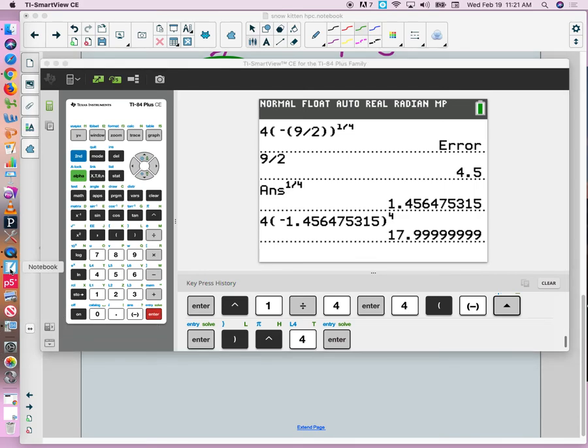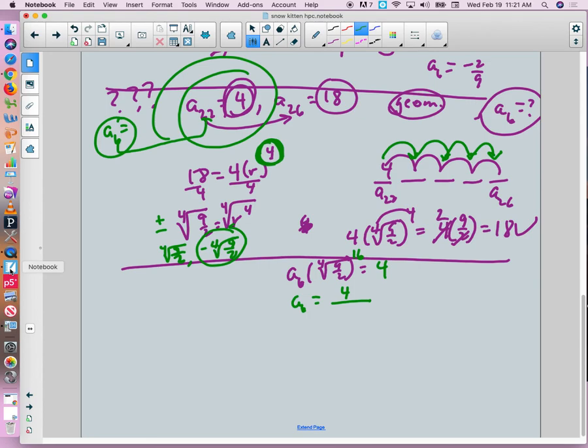Point being, in an honors class, I don't really mind having messy numbers. But when you take an even root, and I'm doing it in yellow so you really see it, when you take an even root, you better do plus or minus. Your brain's got to be in gear, all right? So watch this.